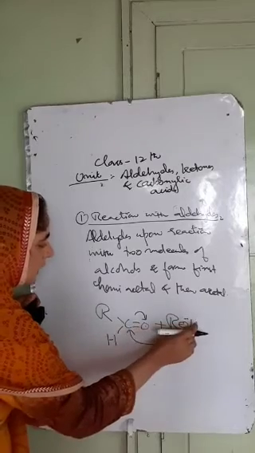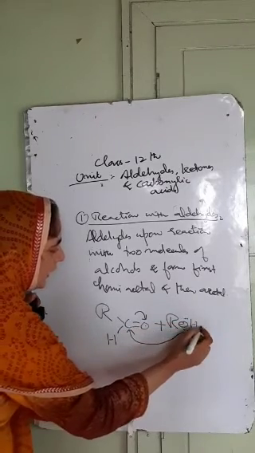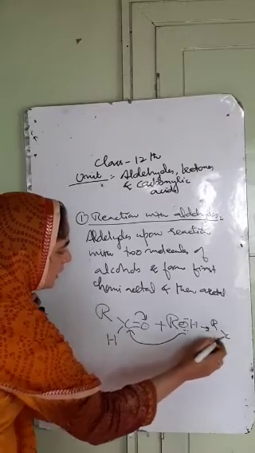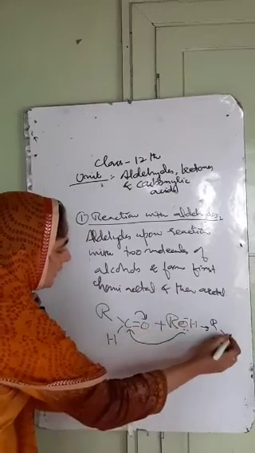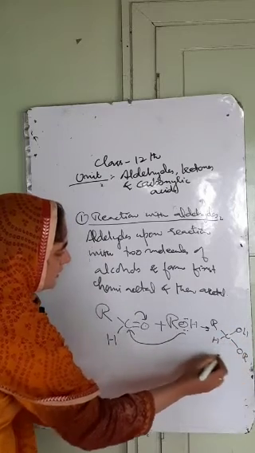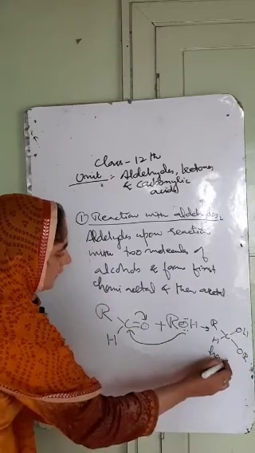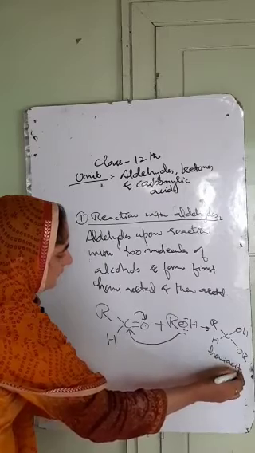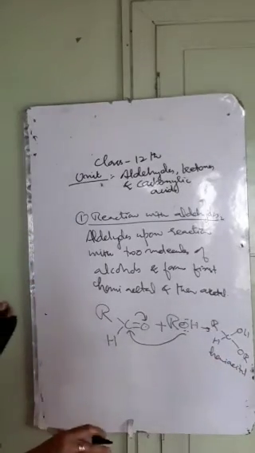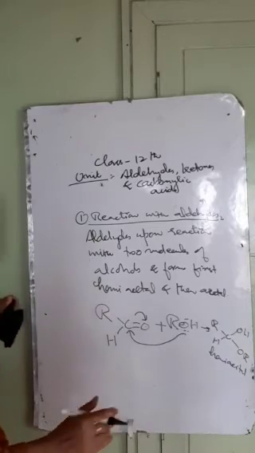That O negative will react with this hydrogen and form RHC. O किसके साथ जाएगा, that is hydrogen के साथ, and then you have what is called hemiacetal. And this hemiacetal upon reaction with another alcohol molecule results in the formation of the acetal.